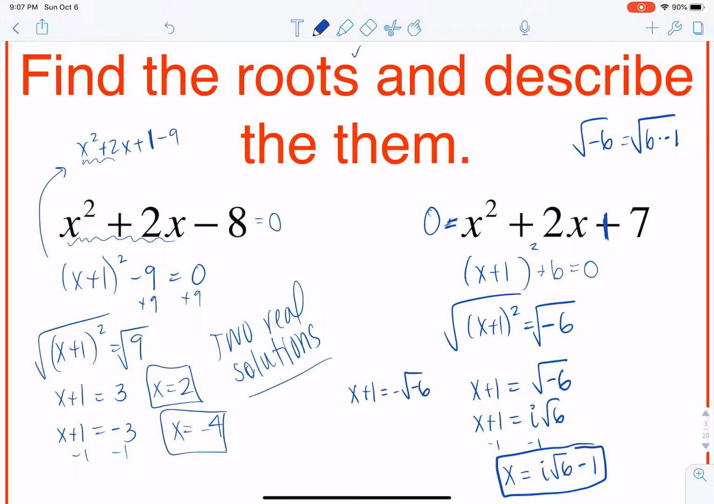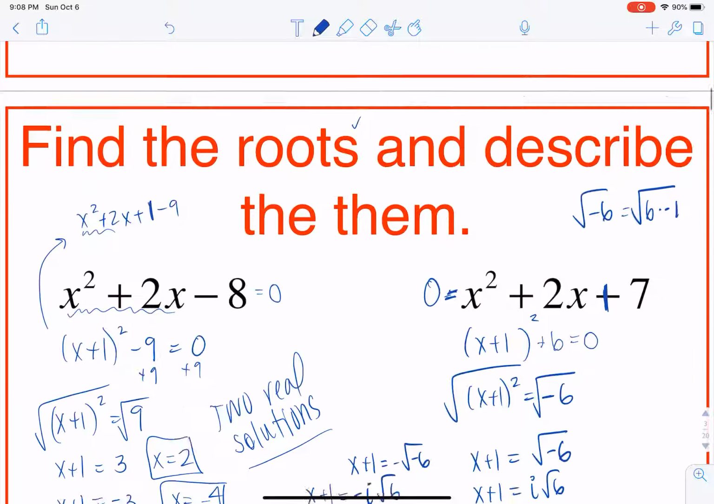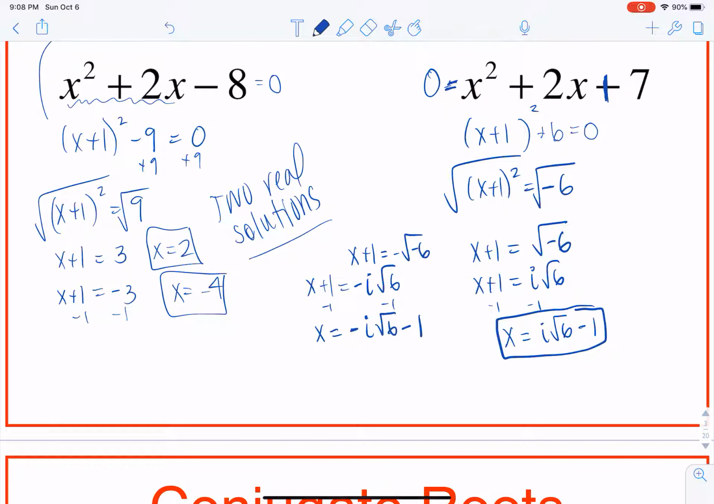So here's my first complex, or imaginary, root to this quadratic function. And for my next one, I can do the same thing. So x plus 1 equals negative i square root of 6, subtract 1 from both sides. So x is equal to negative i square root of 6 minus 1. And writing this in the form a plus bi that we talked about up above, I'll go ahead and put a box around this one too.